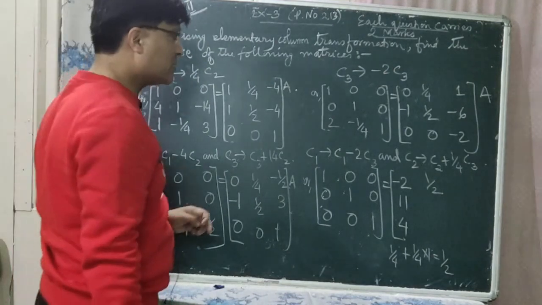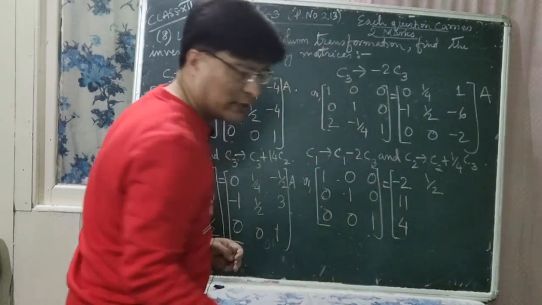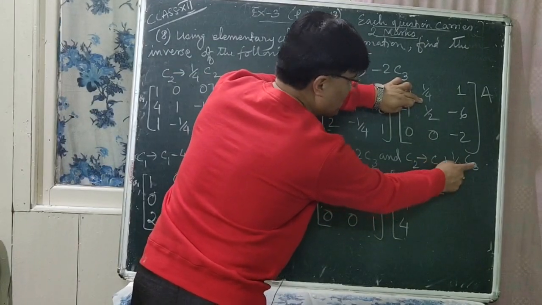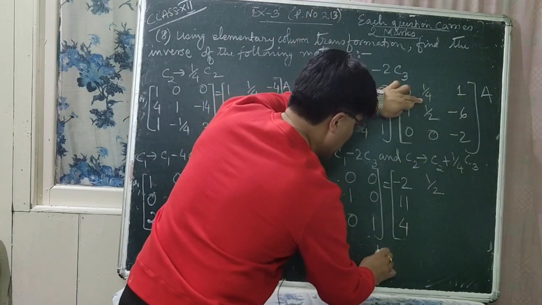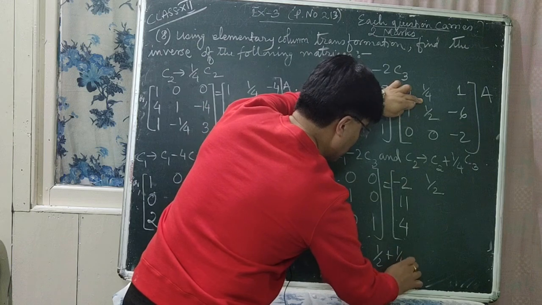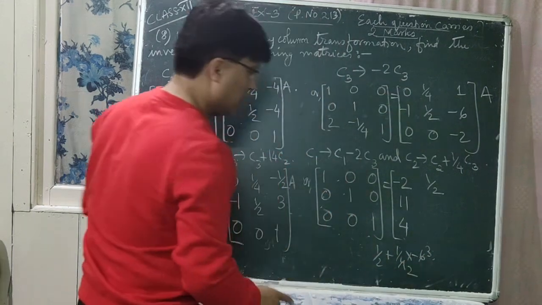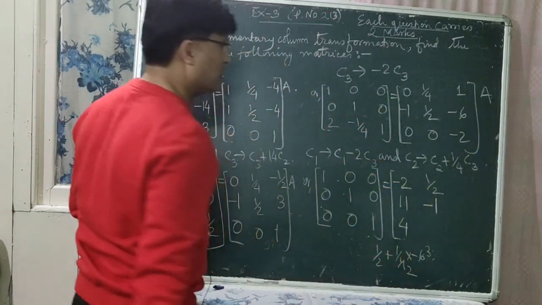Right? Next, C2 arrow, C2 plus 1/4 C3. C2 is half and C3 is minus 6. So C2 is half plus 1/4 into minus 6. 2 3s are 6, 2 2s are 4. That is minus 3 by 2 plus half. Minus 2 by 2, that is minus 1. This is your minus 1.